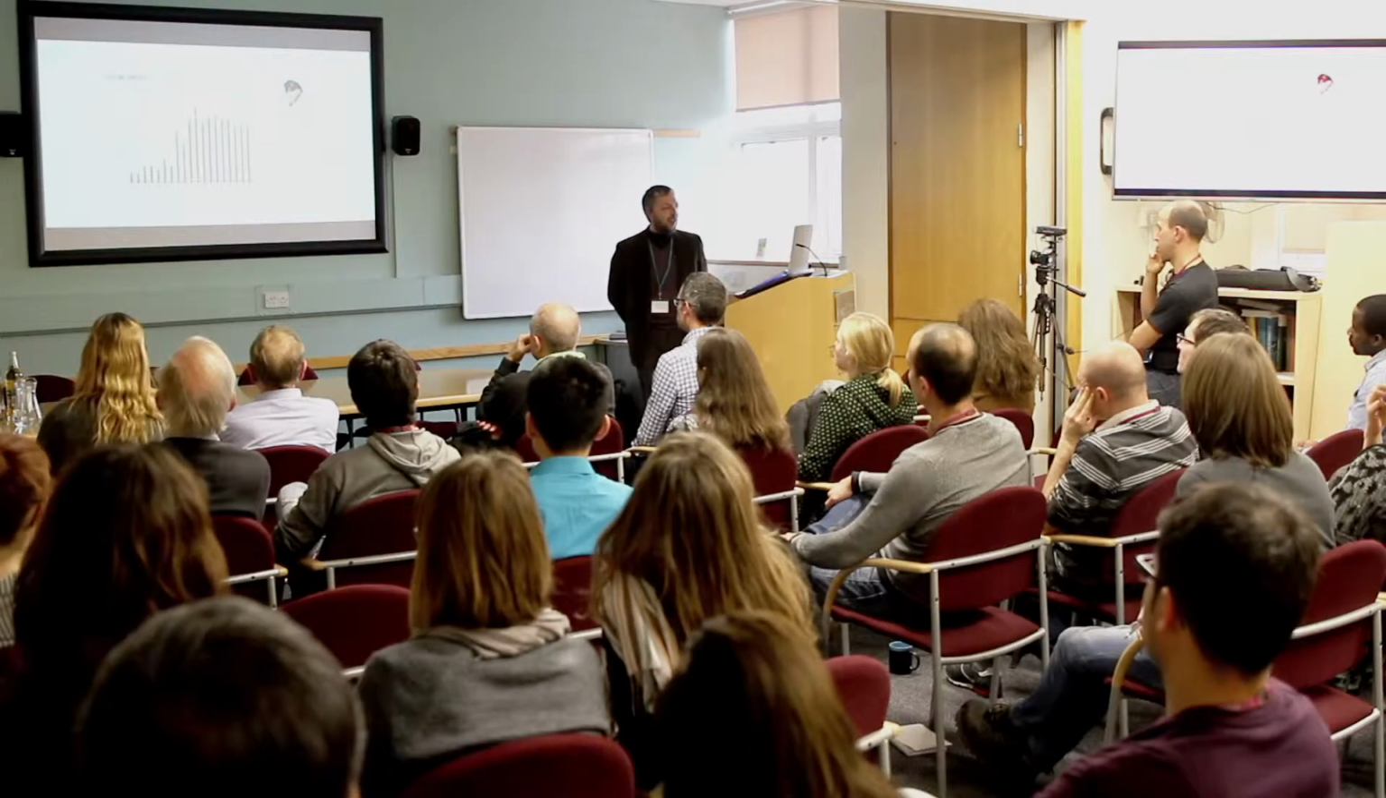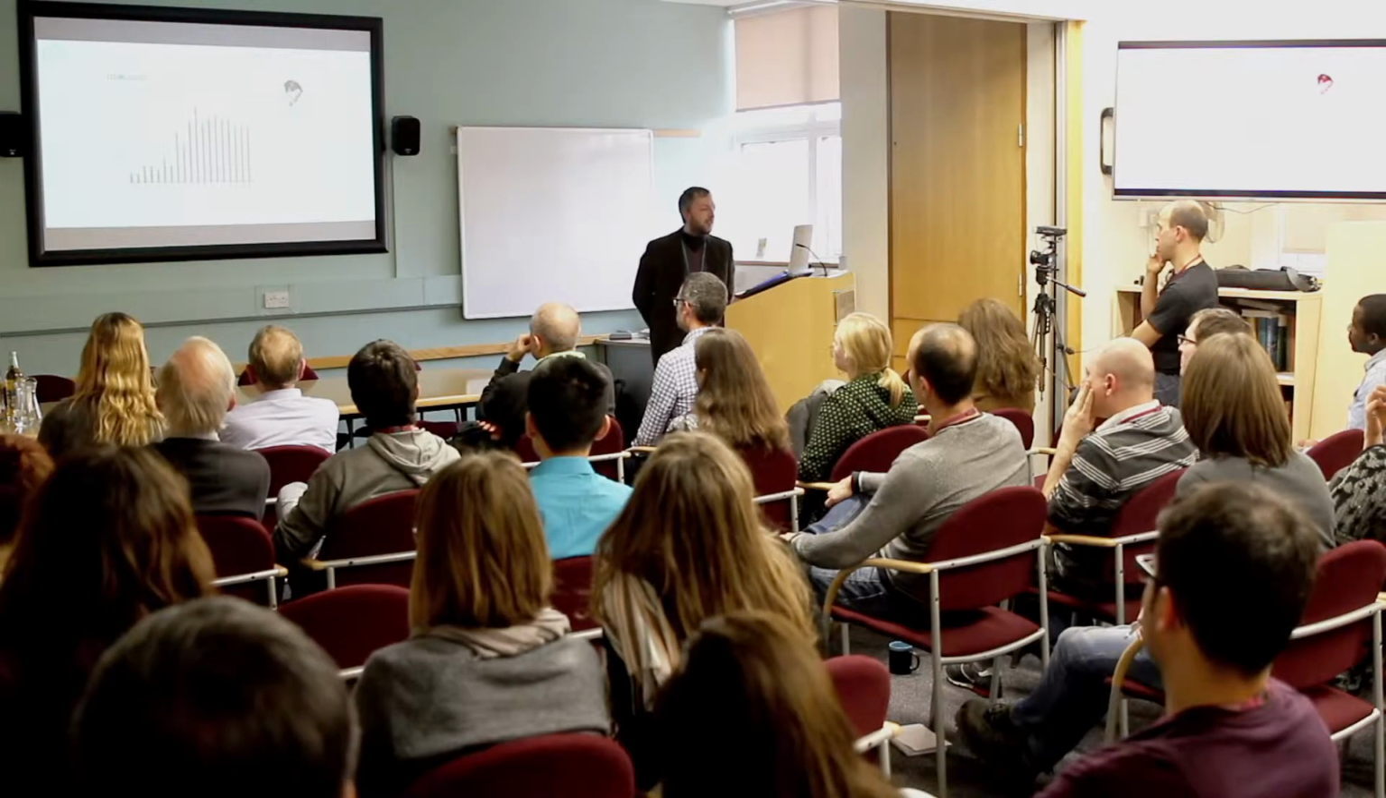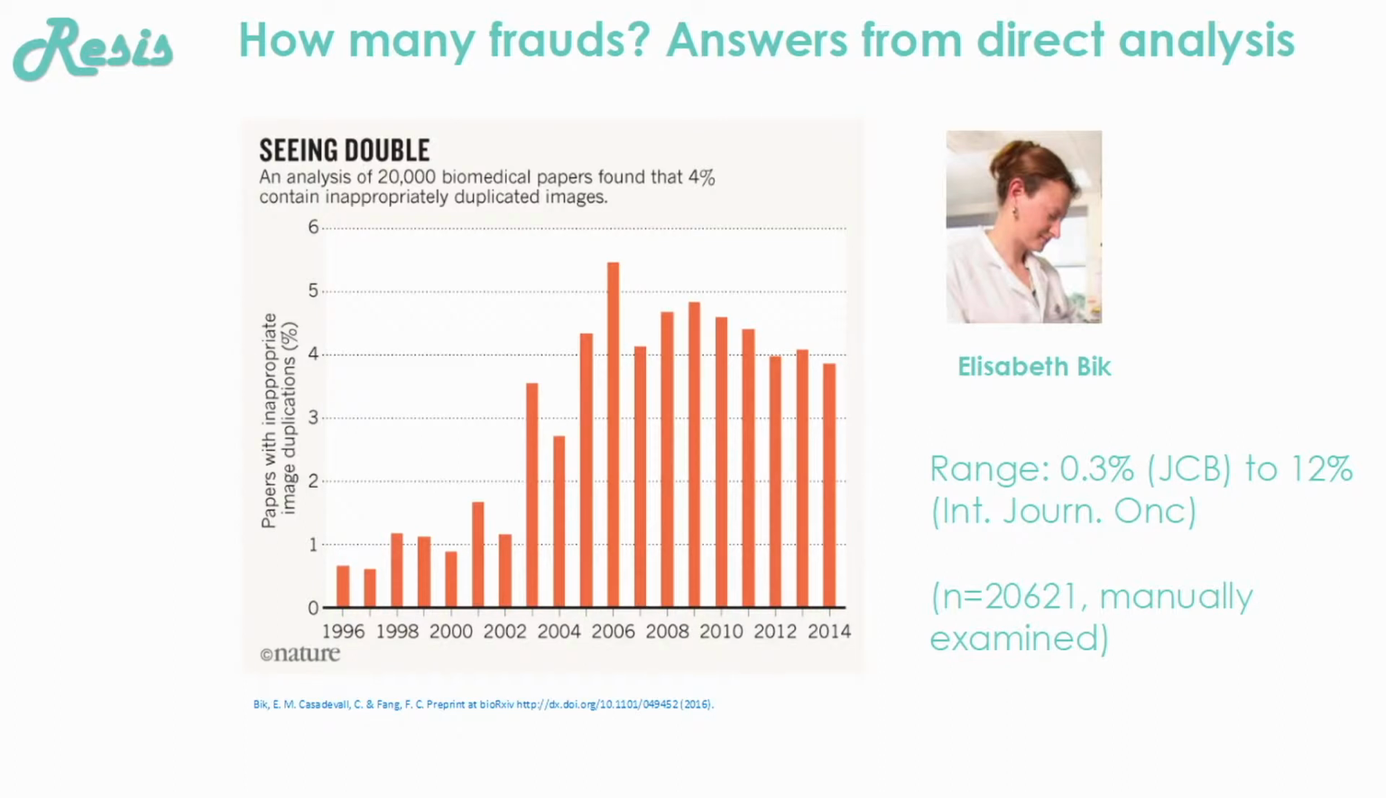There is a larger analysis now available by Elisabeth Bik. For several years, she and some students of her group ran a manual analysis of more than 20,000 papers from different journals, and they found that, depending on the journal and on the topic, between 0.3% and roughly 12% of papers contain at least one manipulated image.